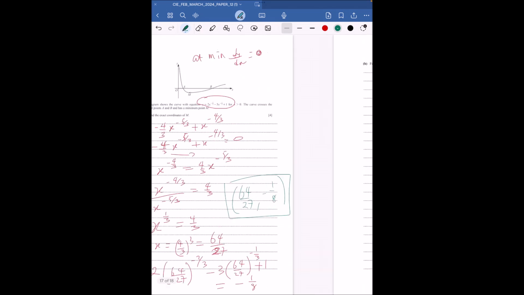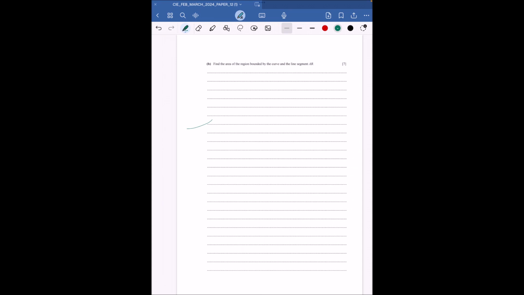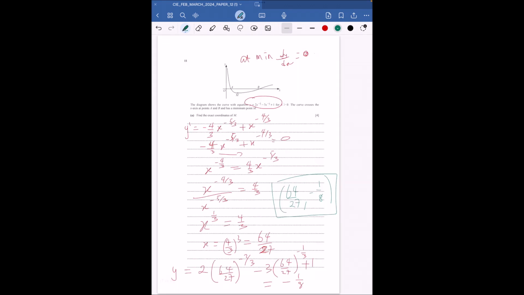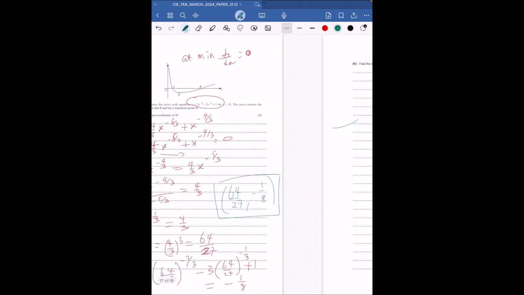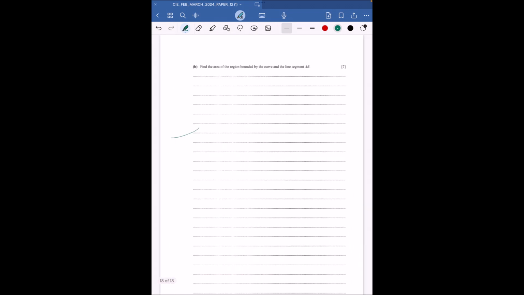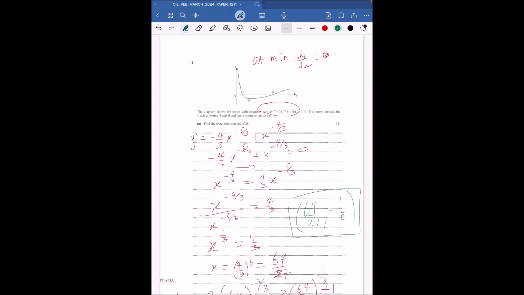So the next question was to find the area of that portion that is shaded. 7 marks. So what should we do? We need to integrate, the area under the curve. We need to integrate this.